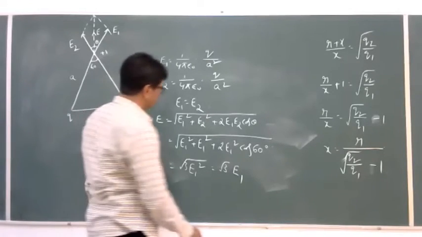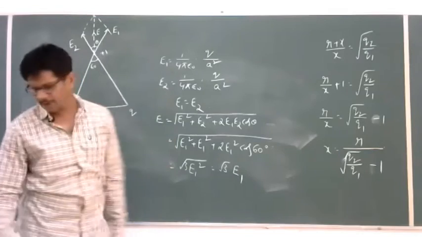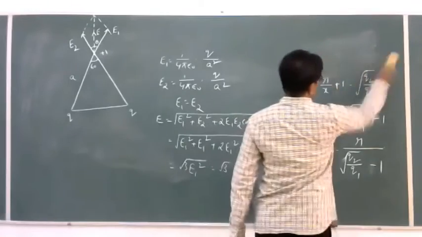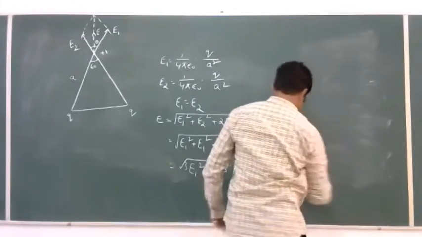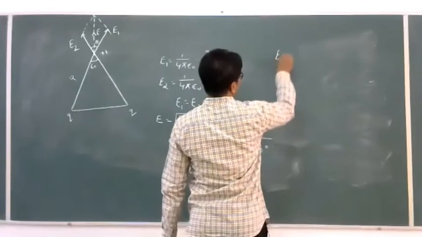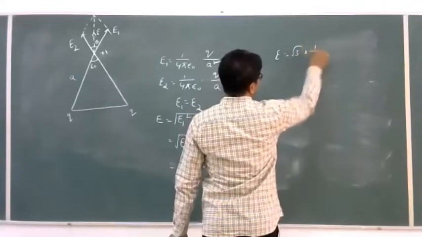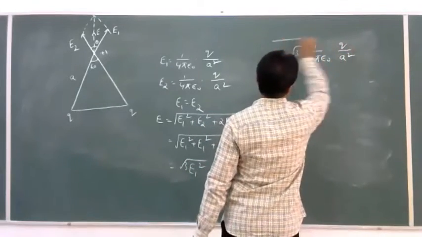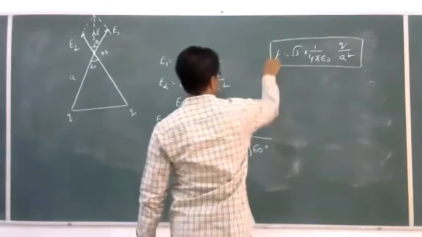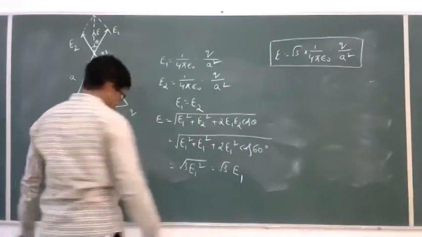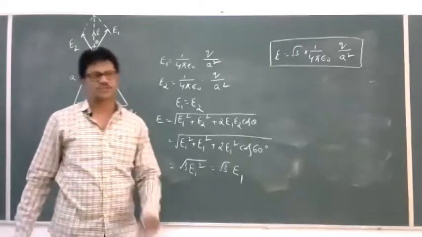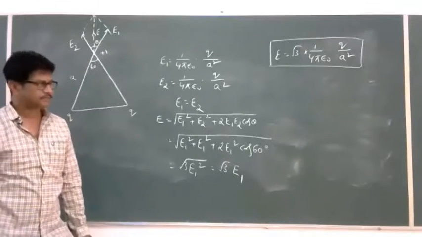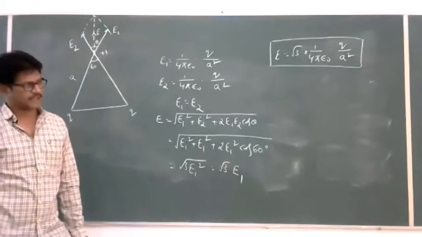What is the E1 value here? E1 is 1 by 4 pi epsilon naught q by a square. Therefore E is equal to root 3 times 1 by 4 pi epsilon naught q by a square. Already we derived the same formula in the case of forces. Same procedure. Next case.